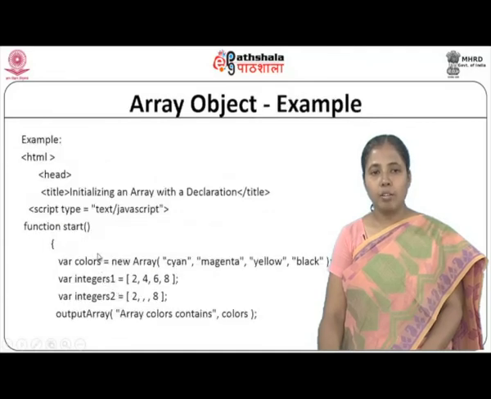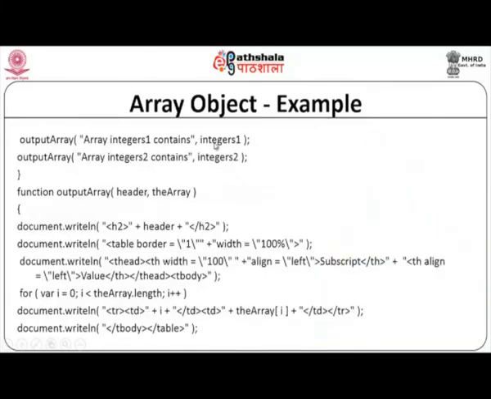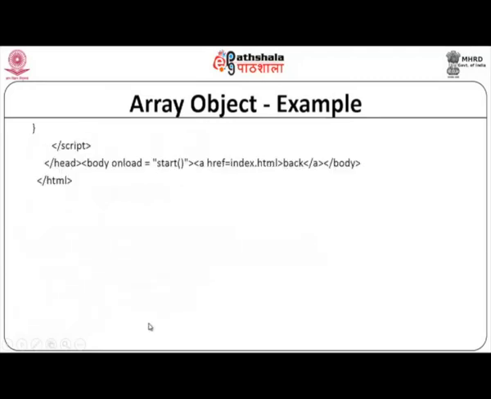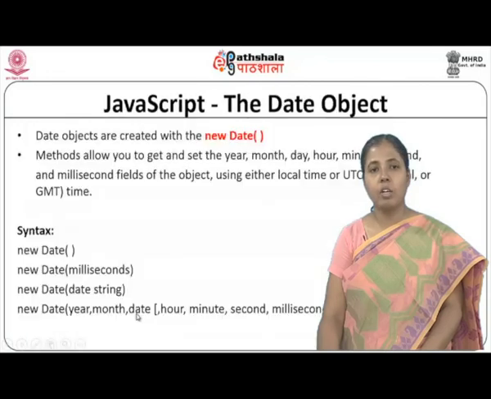So, coming to this example, we can clearly understand that you create an array, you assign values to the array, and you create another two arrays like integers1 and integers2. And now you want to call a function like outputArray on all these arrays. So, we define a function called outputArray and you put different colors and then you are trying to print this array object. So, you can see here array colors contains these things, array integers1 contains all these things. You can work with arrays.